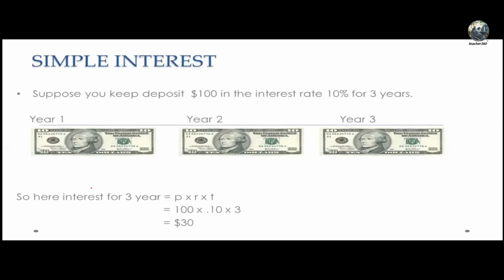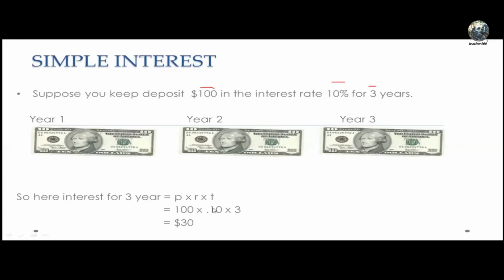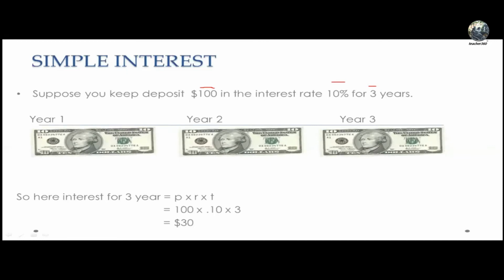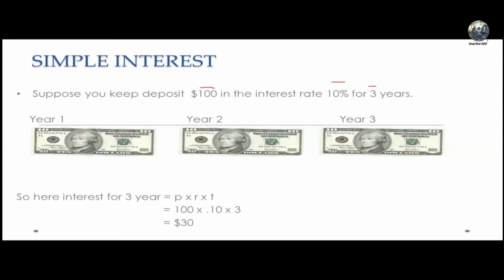So as per the example, your principal is $1,000, your interest rate is 10%, and your number of periods is 3. So every year you will earn $100. Using the formula, you can also get the same: 1,000 times 10% interest times number of periods. So your simple interest over the 3 years is $300.